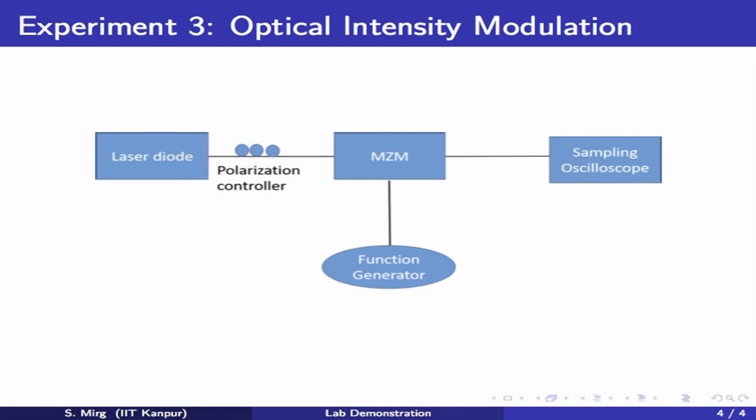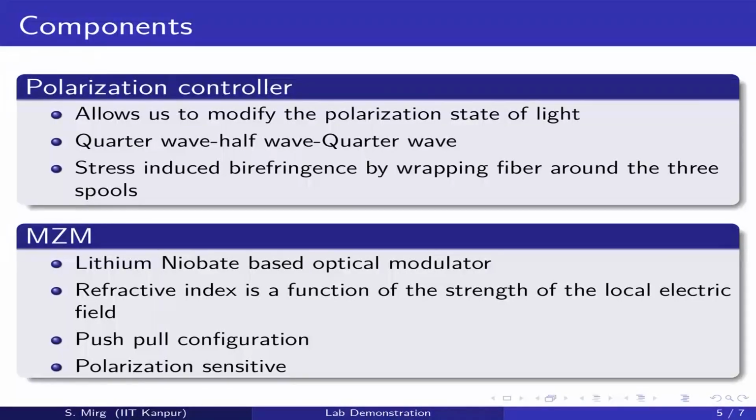As we have already seen, we have a DFB laser diode, and I've already explained that component. Next we follow it with a polarization controller. We'll see in a moment what the polarization controller looks like. The function of the polarization controller is to allow us to modify the polarization state of light. It contains 3 plates, a quarter wave plate followed by a half wave plate and a quarter wave plate again. By modifying the angles of the plates, we can control the polarization of the light. It works on stress-induced birefringence by wrapping fiber around the 3 spools in the three paddles respectively.